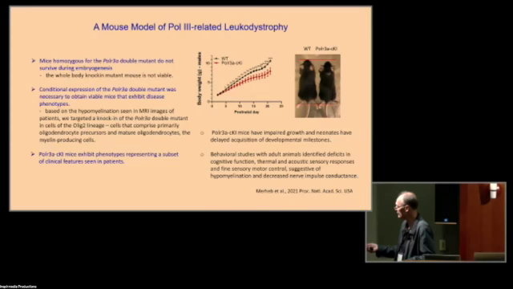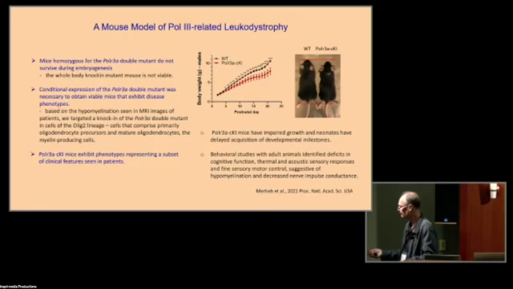In testing these neonates during this very early period, we also noticed that they had delayed acquisition of developmental milestones. And that was the first indication that we maybe had some neuronal defects in these animals. We've looked at this extensively in the adult population, and identified, using behavioral studies, defects in cognitive function, thermal and acoustic sensory responses, and fine sensory motor control, all of which is suggestive of a hypomyelination defect resulting in the decreased nerve impulse conductance.